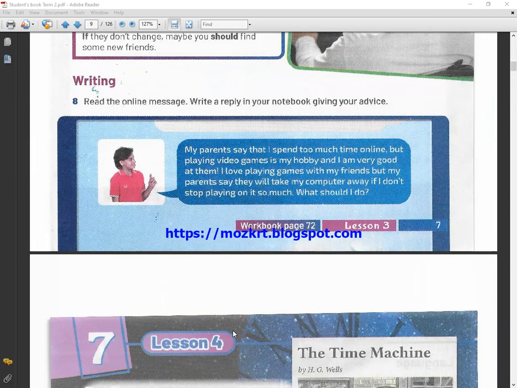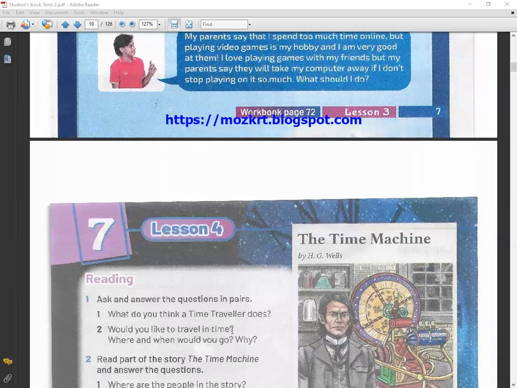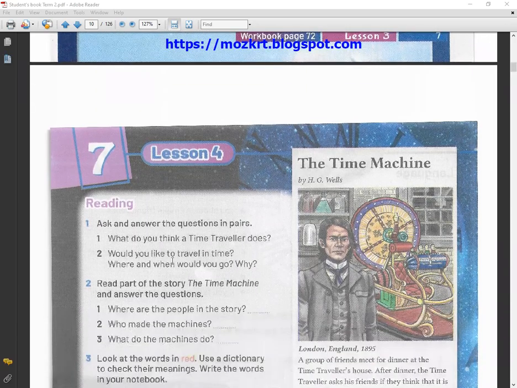In lesson 4, we have a story. Its name is The Time Machine, and it's by H.G. Wells. First, let's read these questions. Reading questions. Number 1, ask and answer the questions in pairs. What do you think a time traveler does? Number 2, would you like to travel in time? Where and when would you go, and why? Here we have some questions related to the story that we are going to read together.